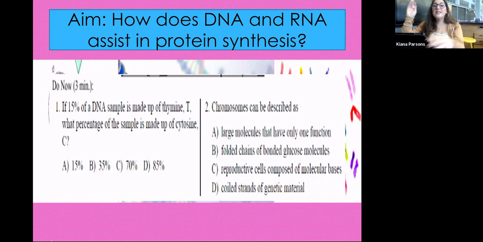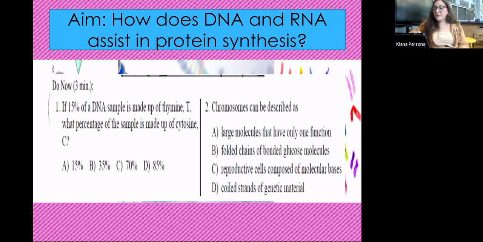Today's aim: how does DNA and RNA assist in protein synthesis? So how do these molecules actually wind up creating proteins? Before we do that, let's go over these two do now questions.